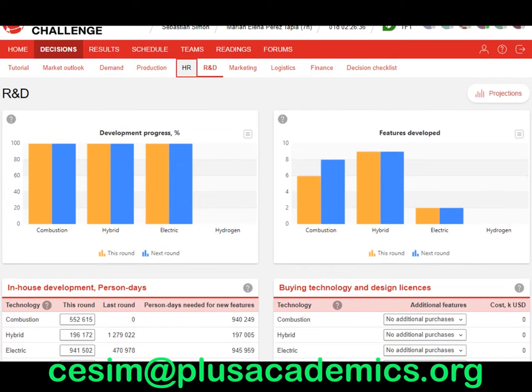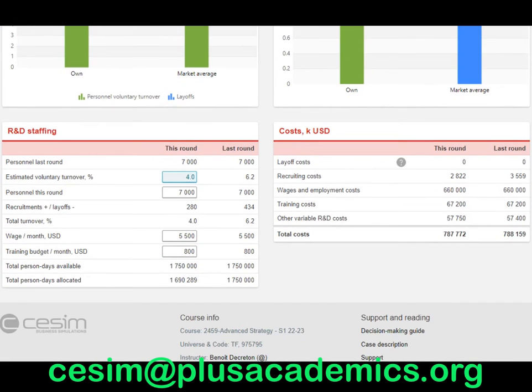Besides R&D, we made some changes in HR. As you can see, we estimated voluntary turnover to be 4%, but we also aim to maintain the same personnel that we had in the previous years, because we wanted to improve our R&D. Usually, HR works directly with R&D in Cesim, so if you are not going to improve your features in-house, you can purchase them, and instead of increasing your staff to work on that, you can just purchase the rights.